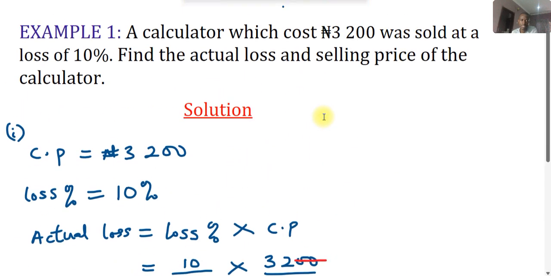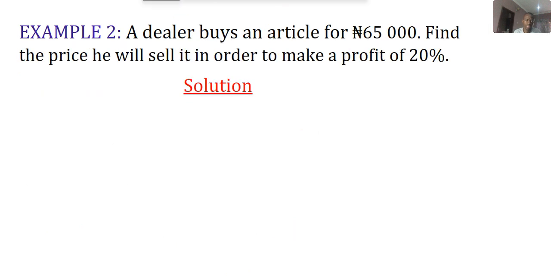Let's take the second example, which is going to be our last example. Now, this one says a dealer buys an article for 65,000 naira. We are required to find the price he will sell it, that is, he will sell the article in order to make a profit of 20%. The amount he will sell it, that is the price he's going to sell it.